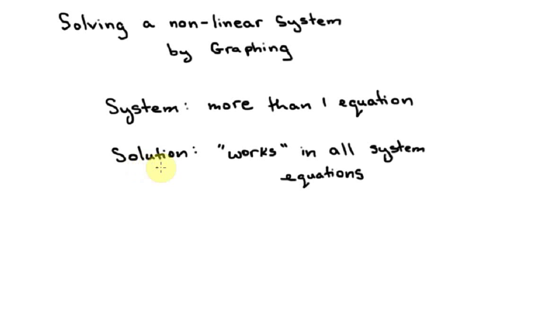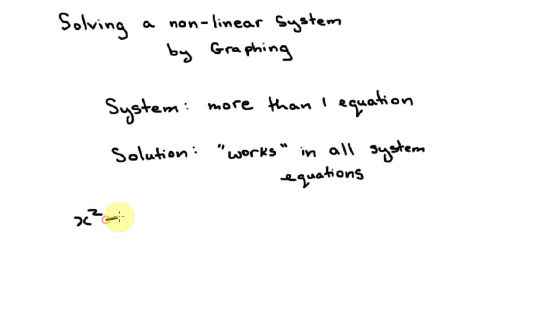Now, finding the solution of the system of equations means you're actually finding a point or points. And they all do one thing. They work in all of the system equations. So let me just show you what I'm kind of talking about here. Let's say we had a system that looked like this.